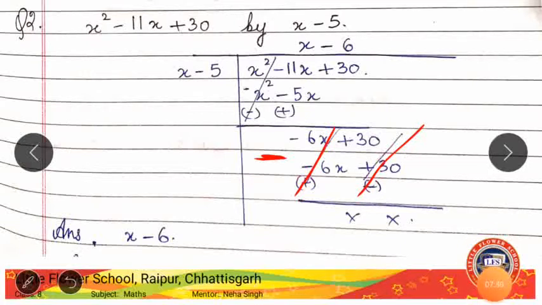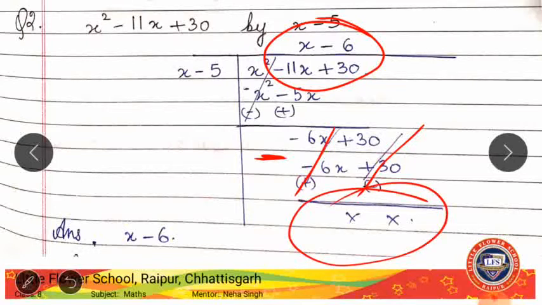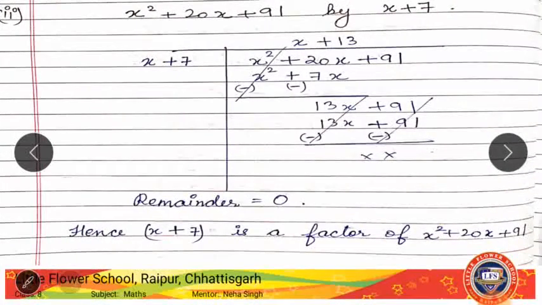So what are we left with? Our quotient is x minus 6. Right? The steps are the same. There is a set of steps. Those 5 steps you are going to repeat again and again until you get a remainder or until you get a 0. Right? So this was the second question, first part. Now we'll solve the second question, second part.